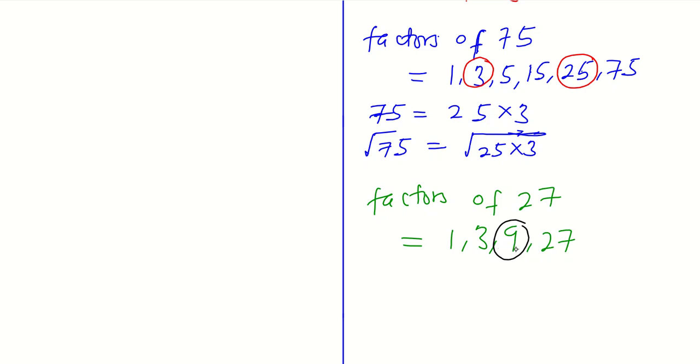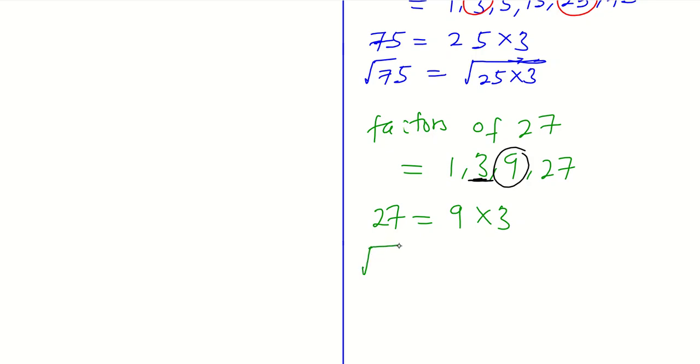And what number, when multiplied by 9, is going to give us 27 among the factors of 27? And that number is 3. So which means that 27 is equal to 9 times 3. If now we are saying that square root of 27, then we should have square root of 9 times 3. And this is how we can reduce square root of 27 and the other numbers to their basic form. So this is the procedure.